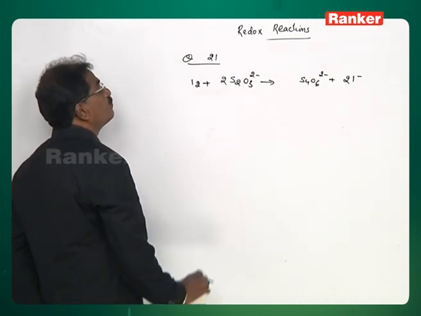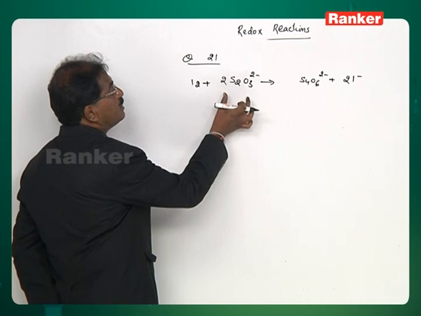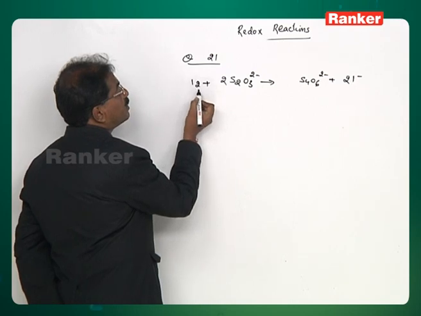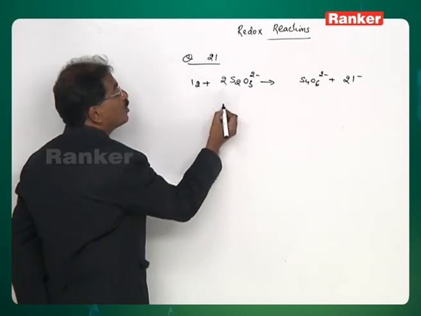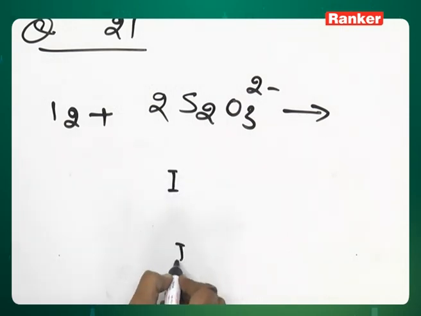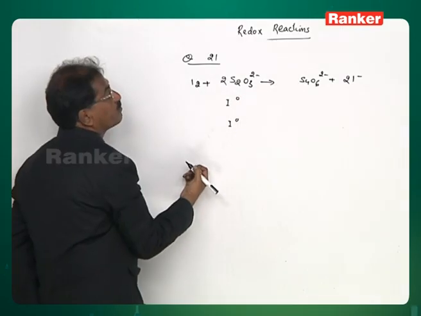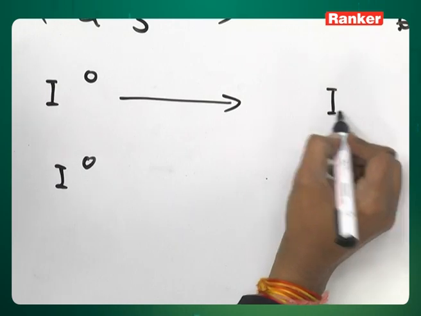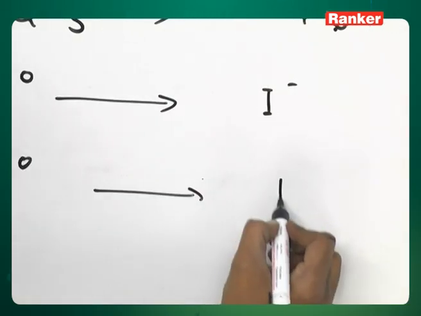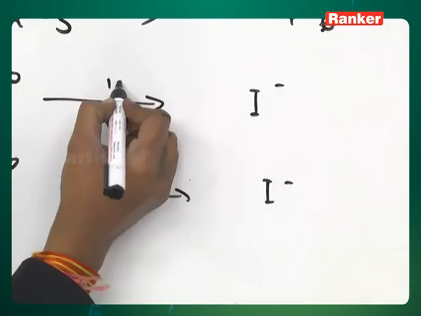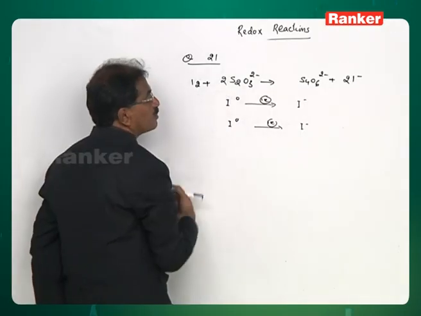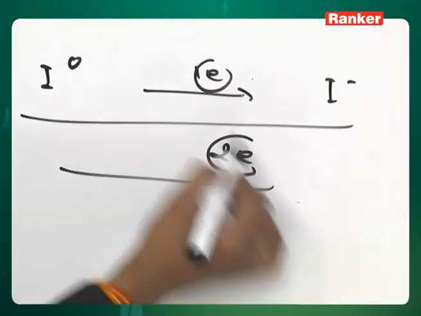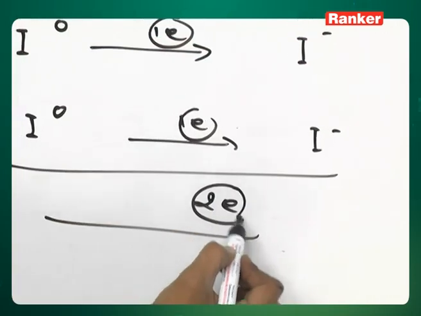In this balanced equation, first identify the number of electrons released or gained by 1 mole of any reactant or product. Here we want the equivalent weight of iodine, therefore take 1 mole of iodine. 1 mole of iodine has 2 iodine atoms. Each iodine is in 0 oxidation state. On the product side, the oxidation state of each iodine is -1. That means each iodine is gaining 1 electron. Therefore, 2 iodine atoms totally are gaining 2 electrons. 2 iodine atoms means 1 molecule, and 1 molecule is gaining 2 electrons.